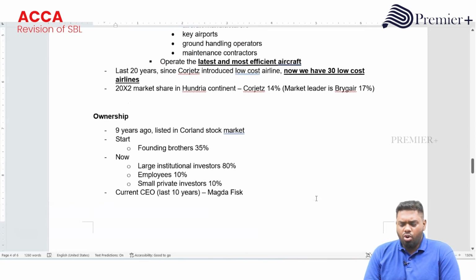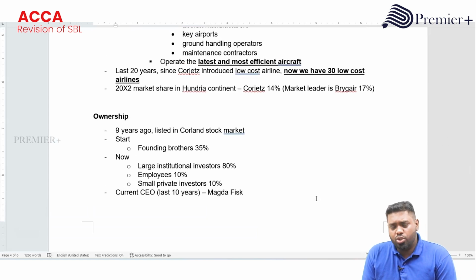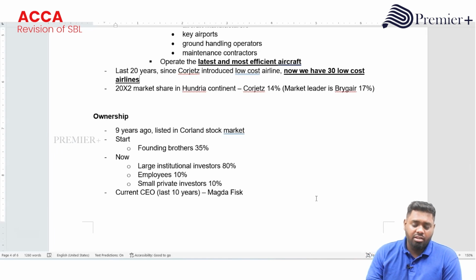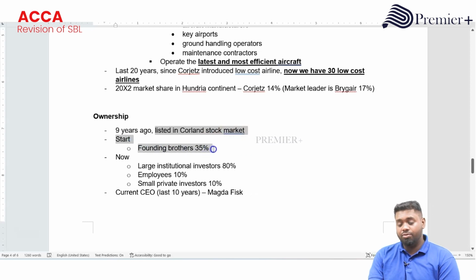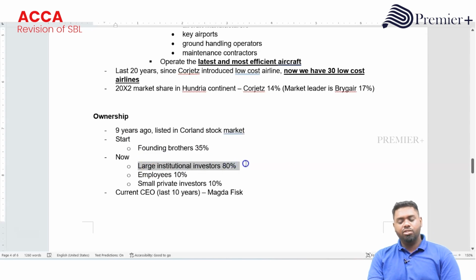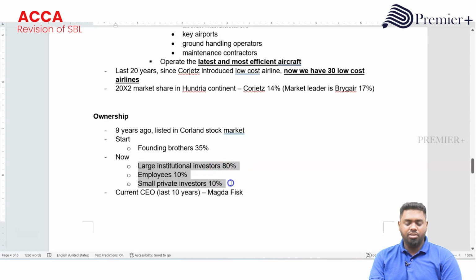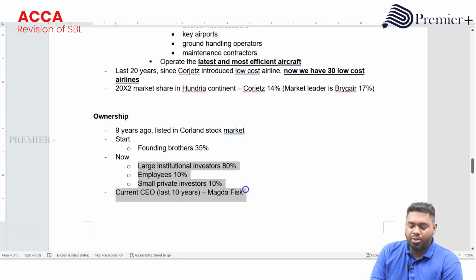And if you look at ownership, the company was launched 20 years ago by two brothers, and 10 years ago they stopped getting involved, and 9 years ago it was listed on the Poland stock market. The company was started 20 years ago by the founding brothers, who owned 35% later. Now, out of the shares, large institutional investors own 80%, employees 10%, and the remaining 10% is among small private investors. And the current CEO is Magda Fisk, who has been operating in the last 10 years.